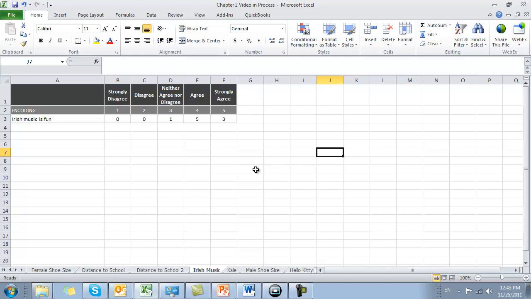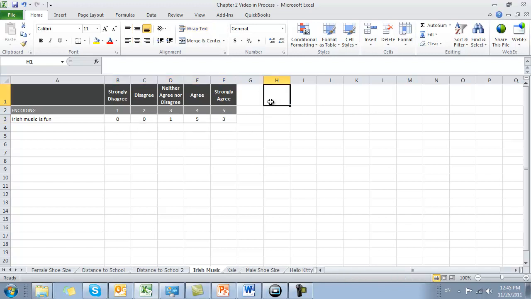Here's an example of how we can use that on the Irish Music tab, a worksheet of your workbook. They ask people a question: do you agree or strongly or disagree to the statement, Irish music is fun? And we got these responses. We now need to find what the average response is for this sample.